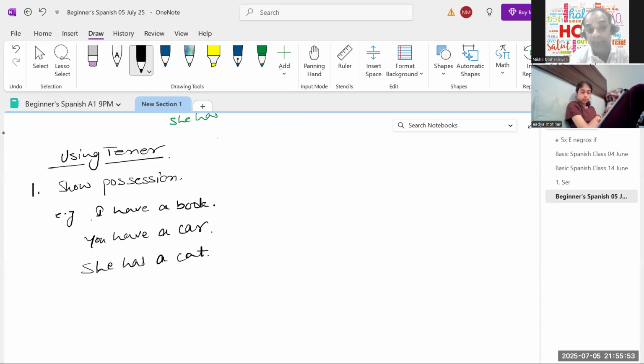I have a book means I possess this book. I have it in my possession. You have a car means you possess a car. And she has a cat. So when we show possession in Spanish, we show the possession with the usage of verb tener. I have a book. For I, you have the word yo, right? Now, how do you conjugate the verb tener for yo? What is the conjugation of tener for yo?